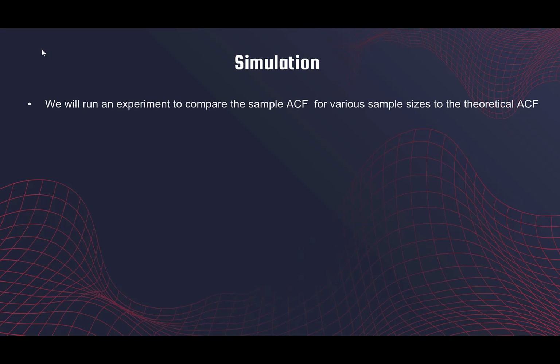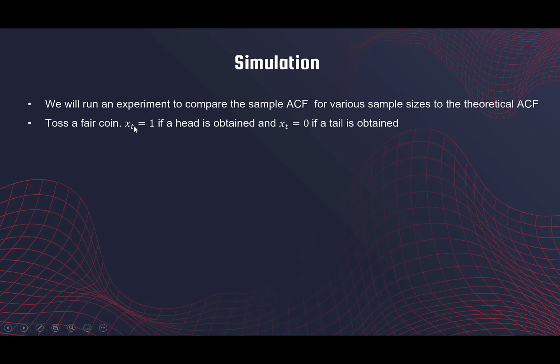So specifically, we will run an experiment in which we shall compare the sample ACF with varying sample sizes to the theoretical ACF. So we will be seeing how good the sample autocorrelation function is by comparing it with the actual values. So first toss a coin, and then we have a variable Xt, which is 1 if we get a head and 0 if it is a tail.